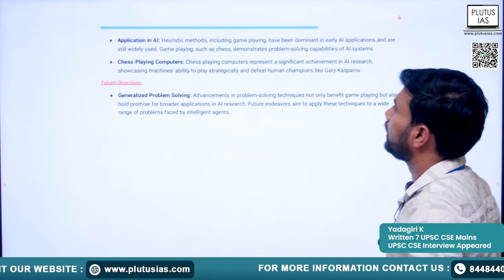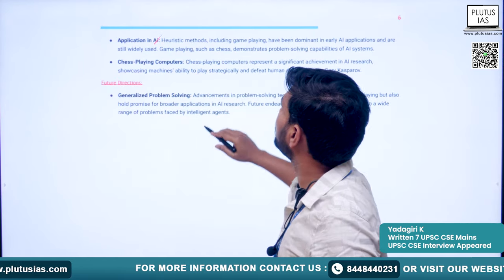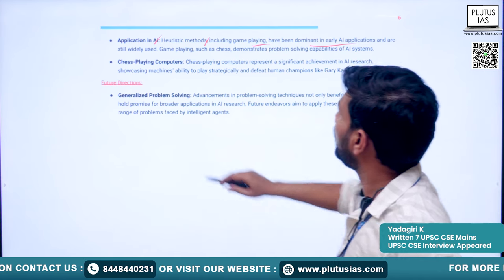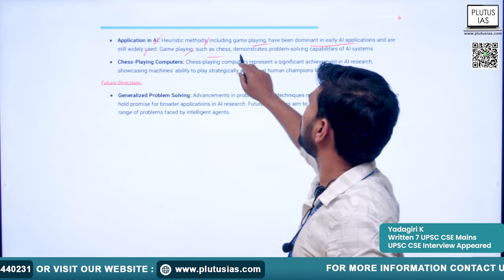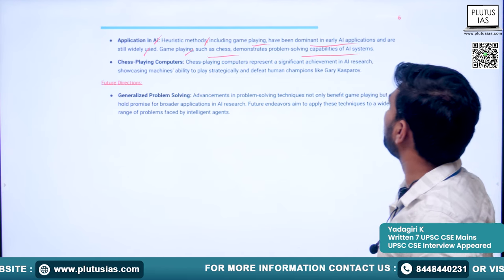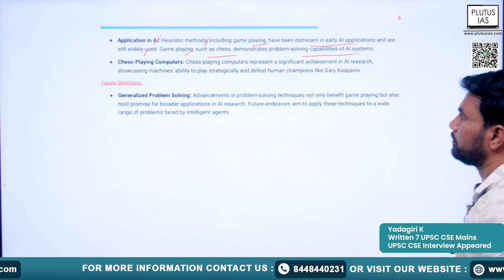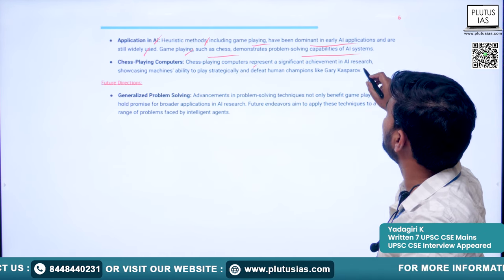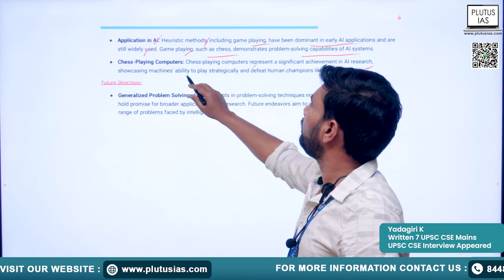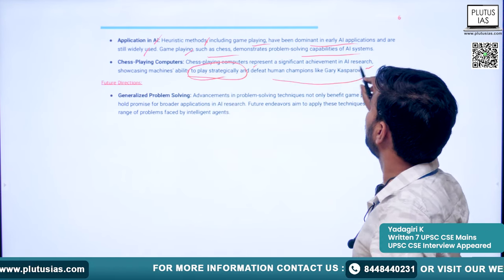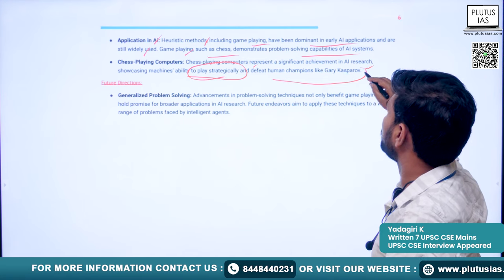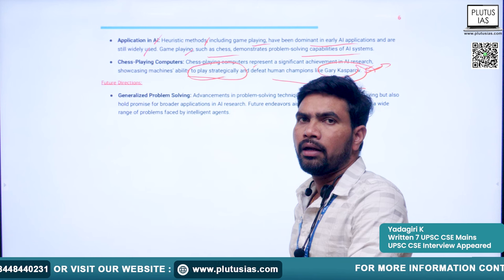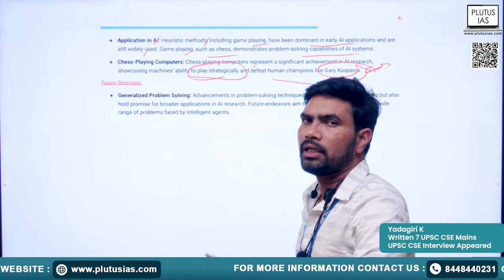Right. Similarly, if you see the application of AI in heuristic search, heuristic methods including game playing have been dominant in early AI applications and are still widely used. So game playing such as chess demonstrates problem solving capabilities of AI systems. So if we see the example of chess playing computers, they represent a significant achievement in AI research, showcasing machines' ability to play strategically and defeat human champions like Gary Kasparov. So he is a chess master. So they have achieved the capability of even defeating the highest rated players, even the grand masters.